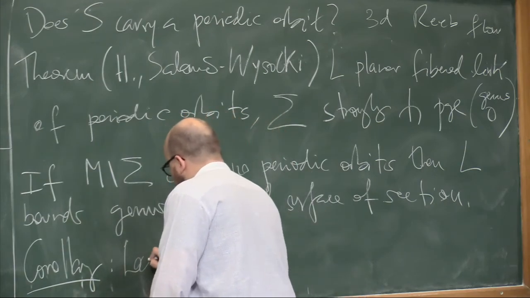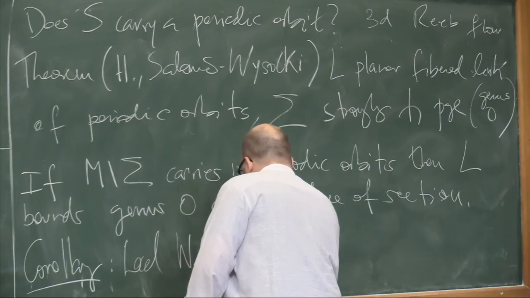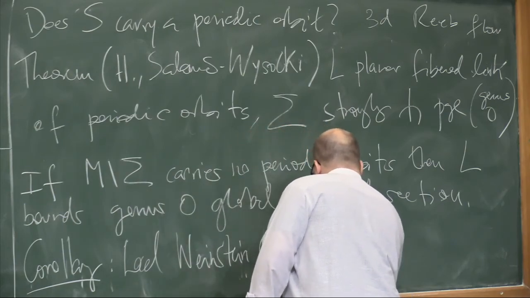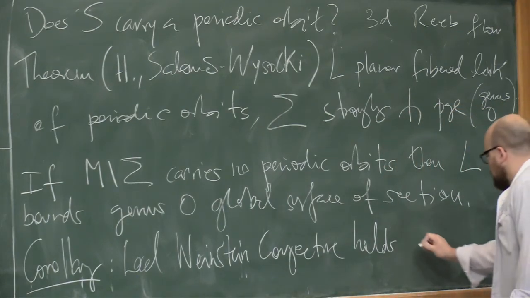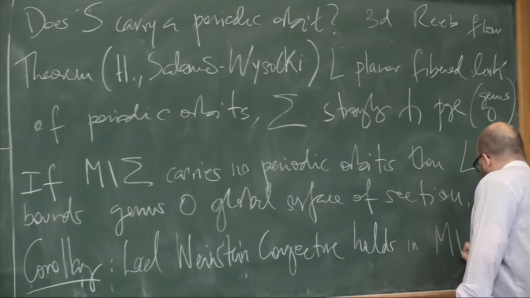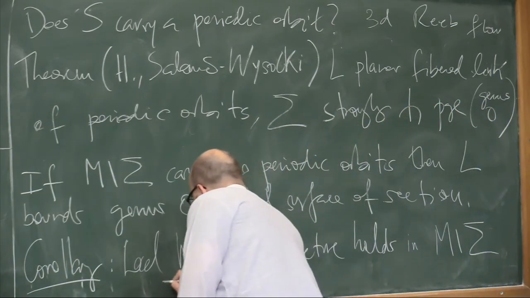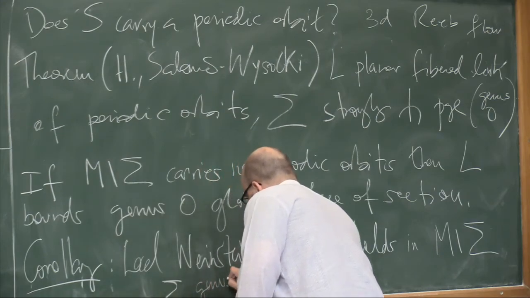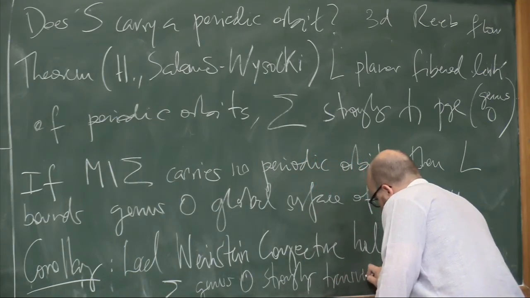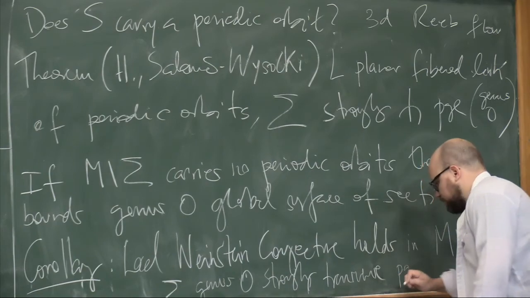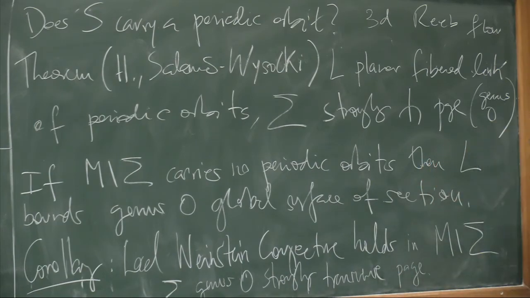So the local Weinstein conjecture holds in the complement of a genus 0 strongly transverse page. In the context of the other kind of isolating blocks I was talking about before, this local Weinstein conjecture was proved by Eliashberg and Hofer.